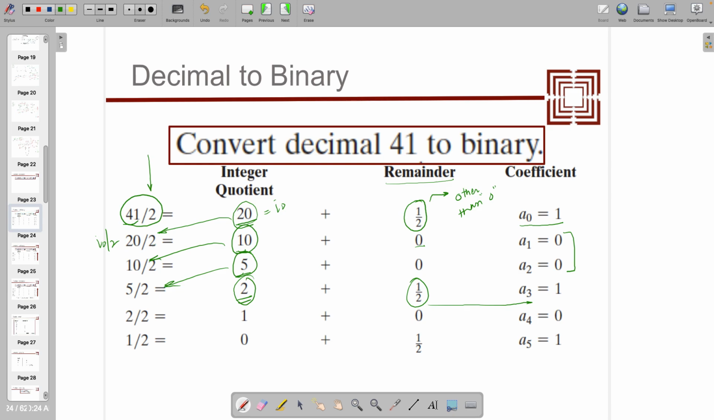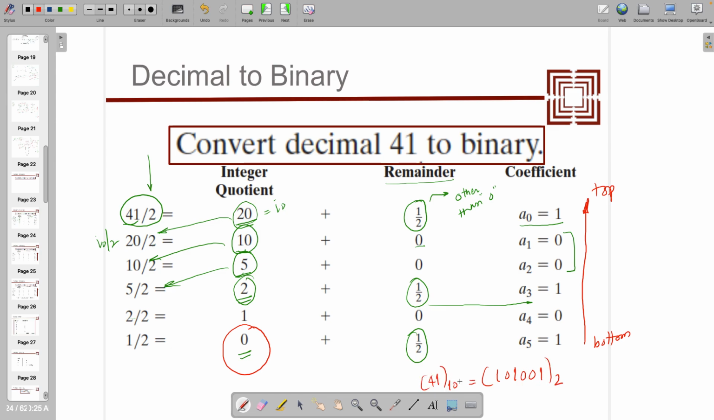Again 2 will be divided by 2. It gives me 1 plus 0. Then 1 is divided by 2. So this part becomes 0 and this part becomes 1 by 2. Note that when you reach the point where the integer or quotient becomes 0, you have to stop here, right? And if you remember the technique I told you, when you are converting a decimal to binary, you have to take bottom to top. So the equivalent number will be 101001 in binary for 41 in decimal, right?